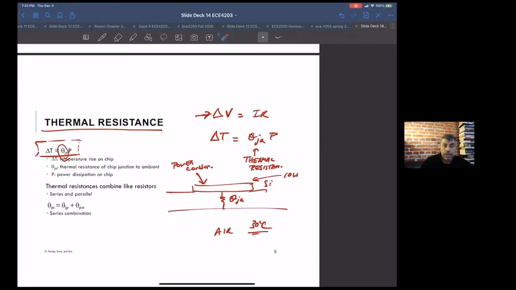And remember something: the higher the temperature of the chip, the more it'll affect your circuits, right? If you guys remember, high temperature was equivalent to slow circuits and leaky off circuits.